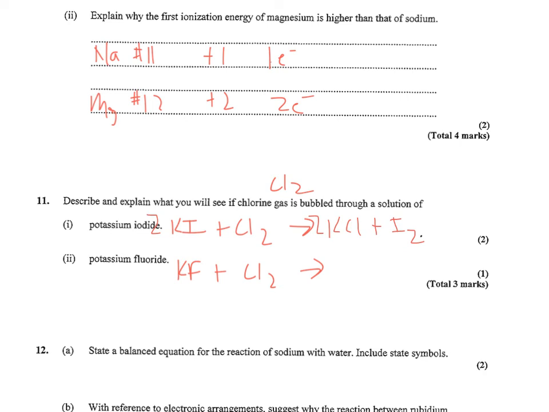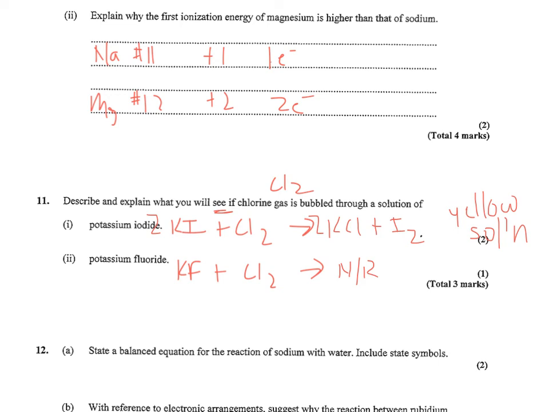That will happen. So what will you see? You'll see a color change, or you'll see it turn yellow. You'll see a yellow solution. The reason why is because chlorine is more reactive than iodine. With potassium fluoride, you'll see nothing. There'll be no reaction because fluorine is more reactive than chlorine.